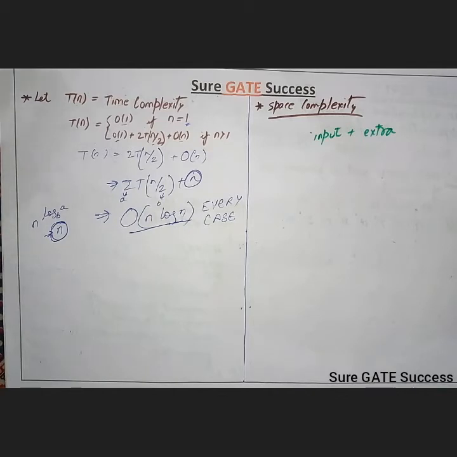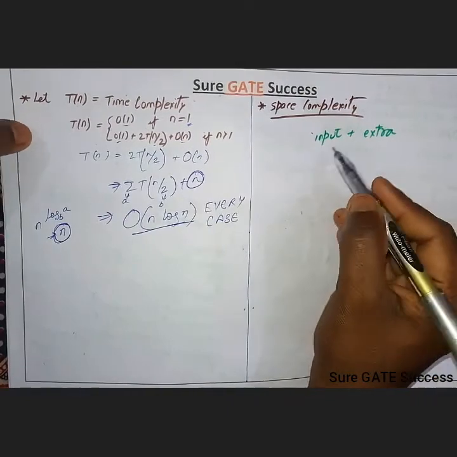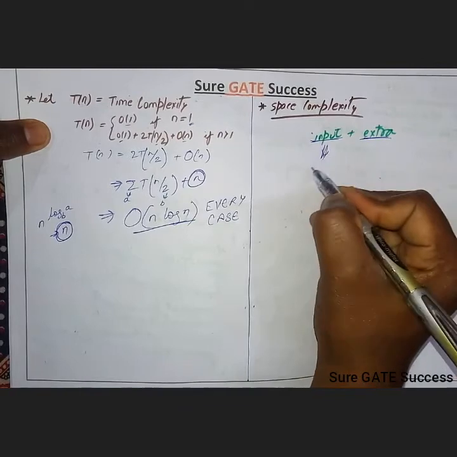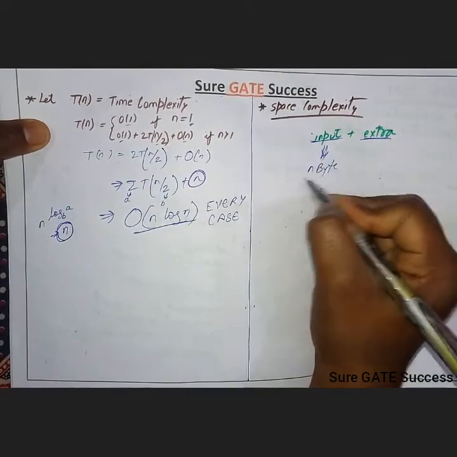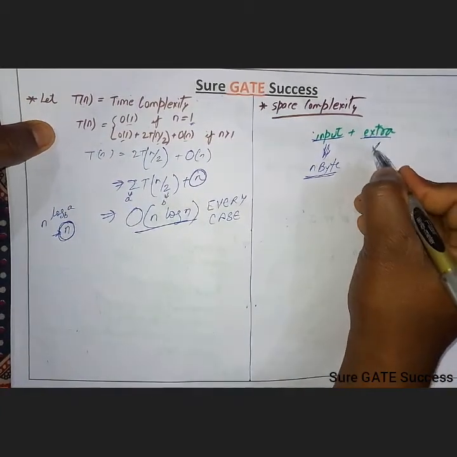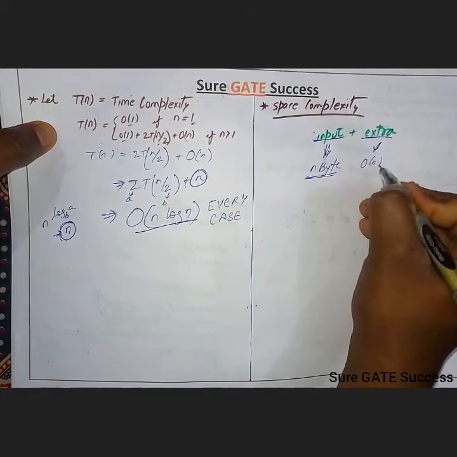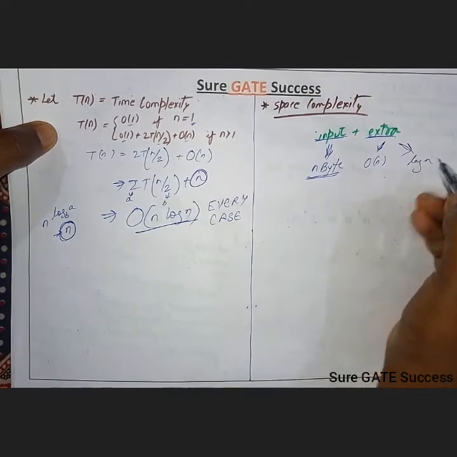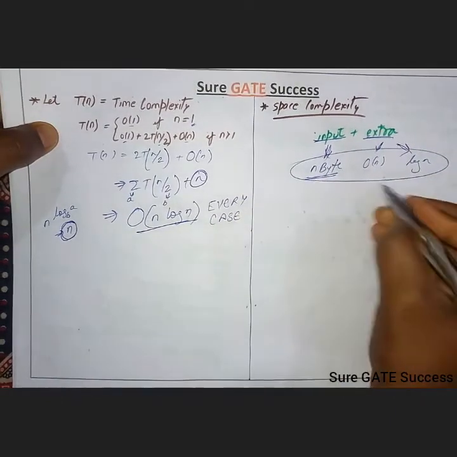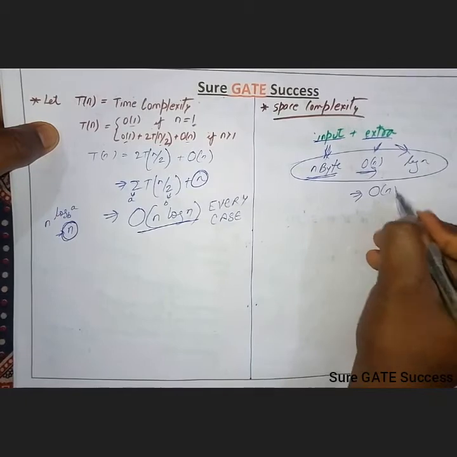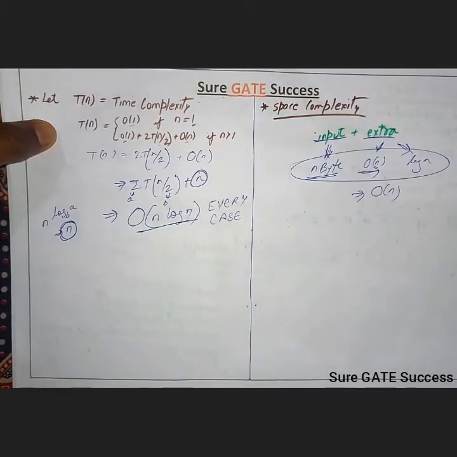So for space complexity, we have to consider two things: input and extra. Input is n, that is the number of elements in the list, and what extra do we need? We need order of n for the merge algorithm, and we need log n for the stack. So we have to take whichever is higher. What is higher here? Order of n. So finally the space complexity will be order of n.